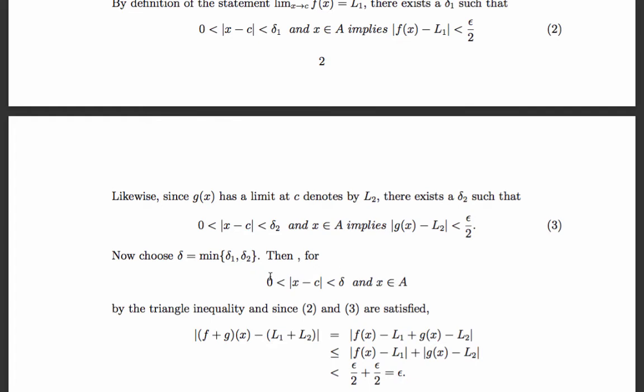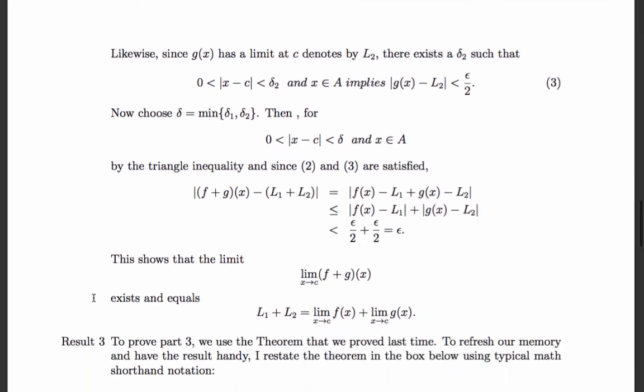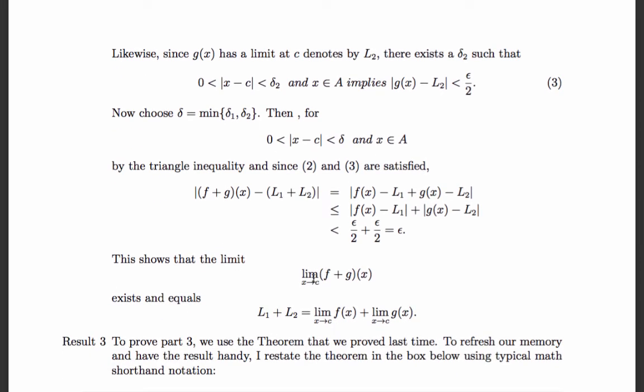Suppose x is also in A. Then since the delta 1 condition is satisfied, the delta 2 condition is satisfied. We know how to break this up using the triangle inequality to get to this point. We know that the epsilon over 2 condition is met for both differences, and we get that the difference is less than epsilon. Therefore, the limit of f plus g exists and is equal to L1 plus L2.